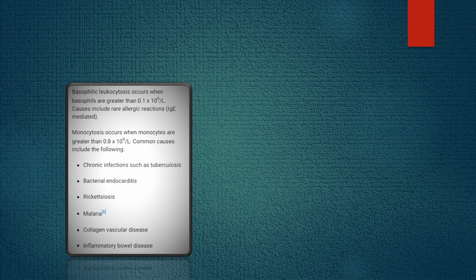As I said, different components of the white blood cell could trigger an increase in the number of white blood cells. For example, basophil leukocytosis could occur when the basophils are greater than 0.1 billion cells per liter, and this is caused by an allergic reaction mediated by immunoglobulin E. Monocytosis can occur when the monocytes are greater than 0.8 billion cells per liter. Common causes include chronic infections. We have bacterial endocarditis, rickettsiosis, malaria, collagen fiber disease, and also inflammatory bowel disease.